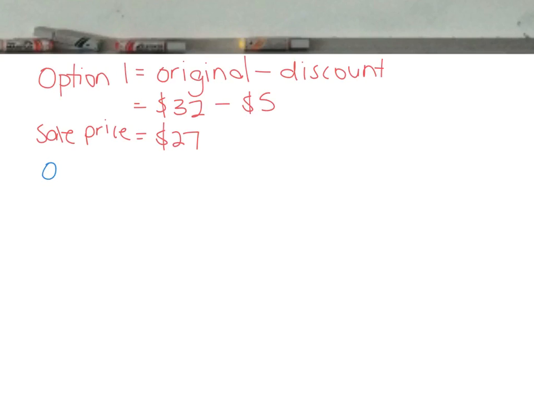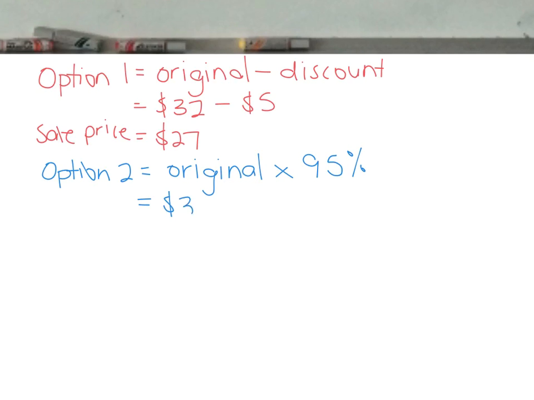Option 2 asked us to multiply the original cost of the item by 95% to work out the new sale price. So the original cost of the item being $32, 32 times 95% or 0.95 as a decimal gives us a new sale price of $30.40.